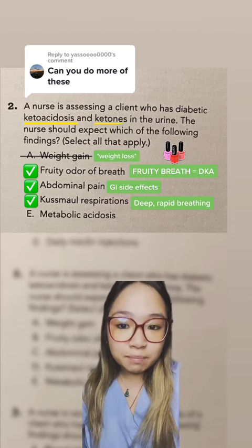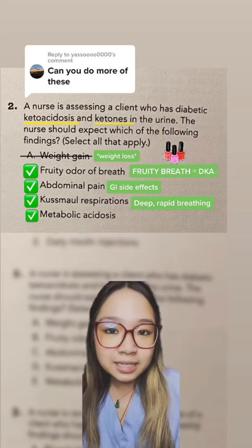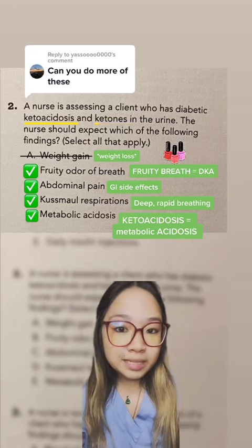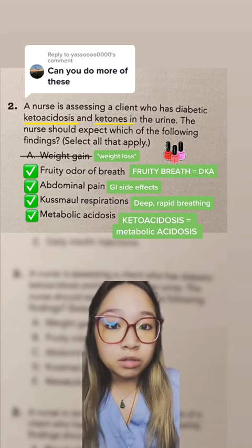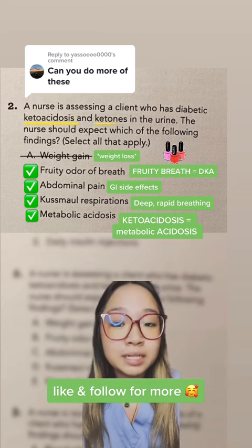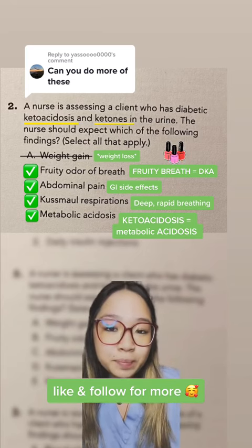And E, metabolic acidosis. This is a given because we already know the body has a lot of acid, which means the body goes into metabolic acidosis. When you see diabetic ketoacidosis or Kussmaul breathing, know that the answer is metabolic acidosis, because Kussmaul breathing is actually a sign of metabolic acidosis. The answers would be B, C, D, and E.